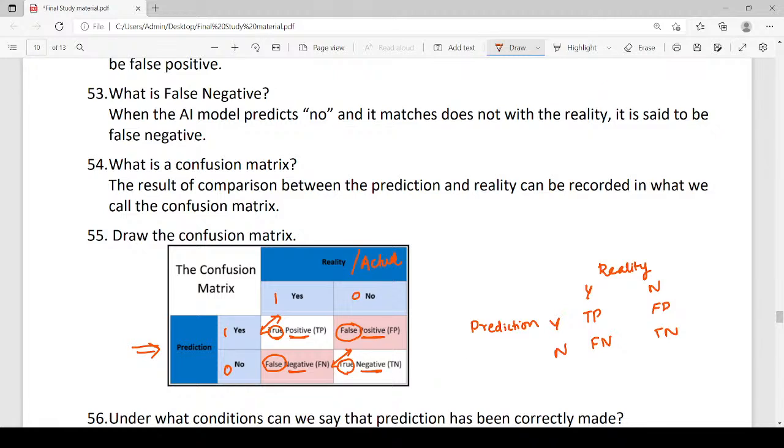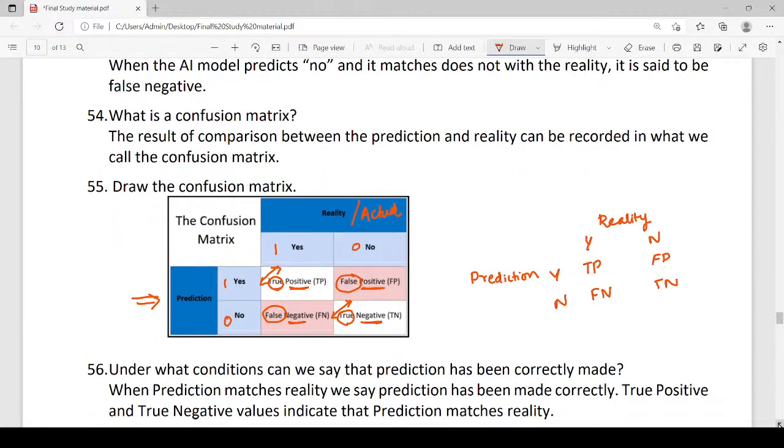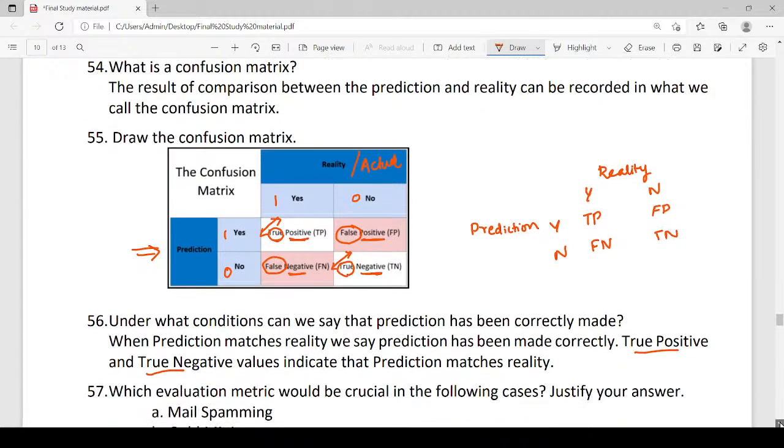Under what conditions do we say that the prediction is correctly made? Only for two conditions. When the machine says yes and it's matching with the reality, and when the machine says no and that matches with the reality. So we arrive at two conditions, that is your true positive and true negative, where your prediction is matching correctly with the reality. So these are the correct predictions by the machine.